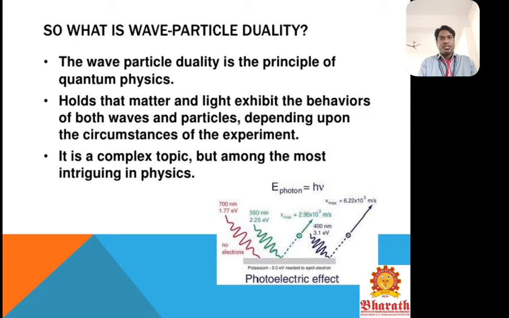So what is the wave-particle duality? The wave-particle duality is the principle of quantum physics that holds that matter and light exhibit the behavior of both waves and particles, depending upon the circumstances of the experiment. It is a complex topic, but among the most enduring in physics is the photoelectric effect. It has both wave and particle nature.